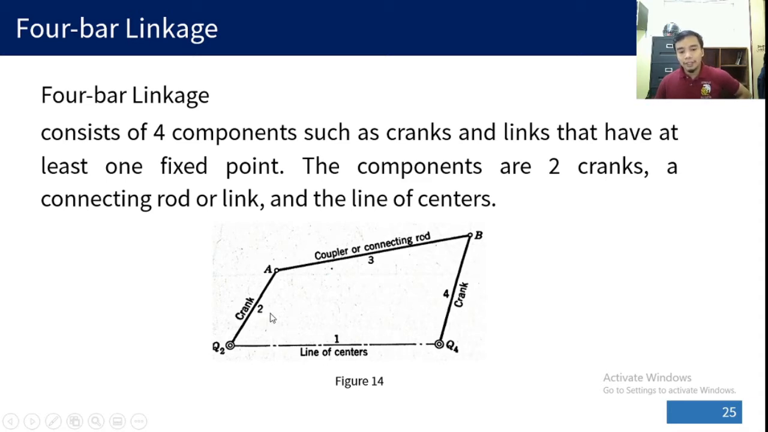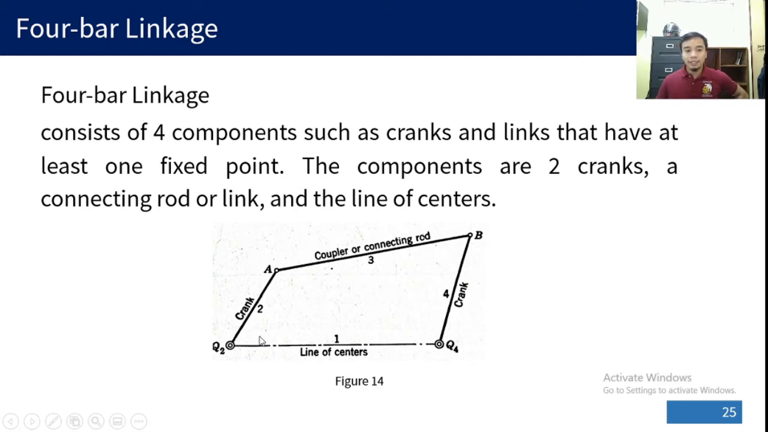We have two cranks here, identified as 2 and 3, the pieces of mechanism, and we have the coupler or connecting rod. The line of center is where the axes are fixed. For example, in this figure we have Q2 and Q4, Q sub 2 and Q sub 4, which are the axes. They are fixed here, so the line of center is the fixed, non-moving part.